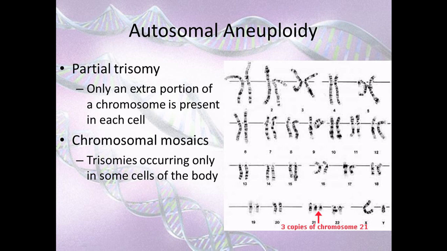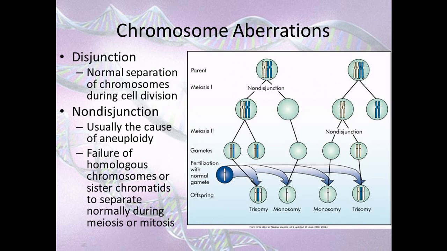In this picture over here, you can actually see an example of trisomy. So here you have a normal karyotype, but if you look at number 21, there are actually three chromosomes 21. And this is actually Down syndrome. Right? So let's talk about how this works.